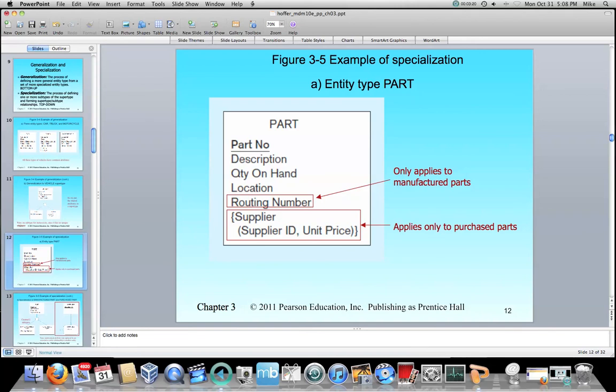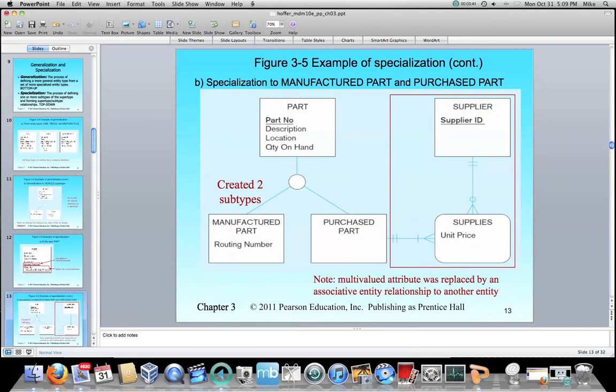So I can see, just looking at the instances of this entity, that these parts either have a routing number or they have a supplier. None of the parts have both routing number and supplier, and there are no parts that don't have a routing number and don't have a supplier. So then we look at the result, and what we have is a specialization where the part entity is now the supertype, and the manufactured part and the purchased part are subtypes.